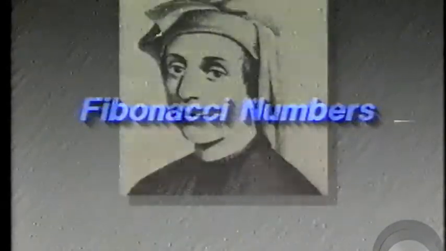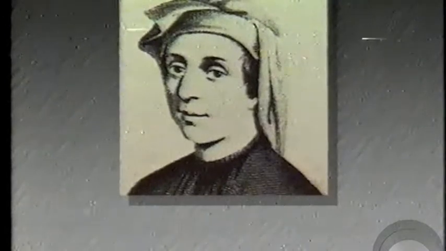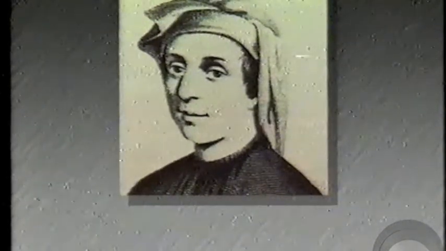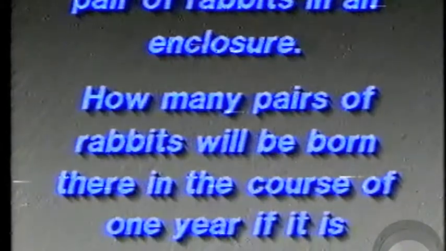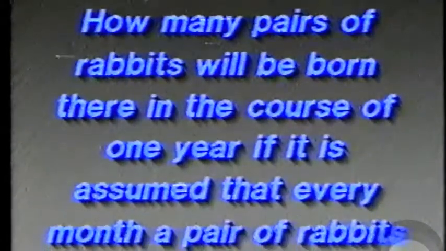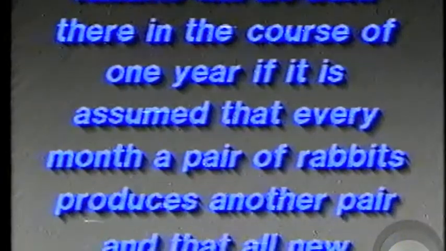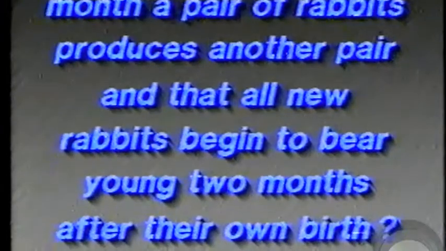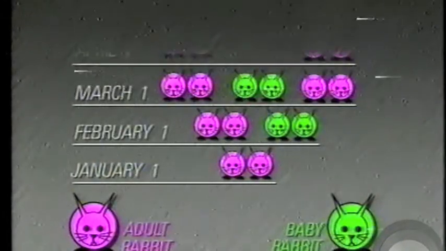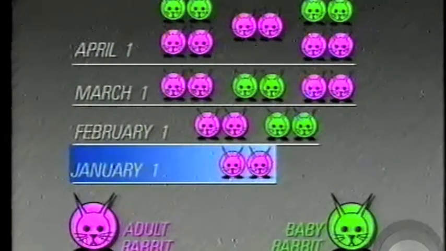In the year 1202, Leonardo Fibonacci, probably the most distinguished mathematician of the Middle Ages, published this famous problem. A certain man put a pair of rabbits in an enclosure. How many pairs of rabbits will be born there in the course of 1 year if it is assumed that every month a pair of rabbits produces another pair and that all new rabbits begin to bear young 2 months after their own birth? We have 1 pair of rabbits on January the 1st.